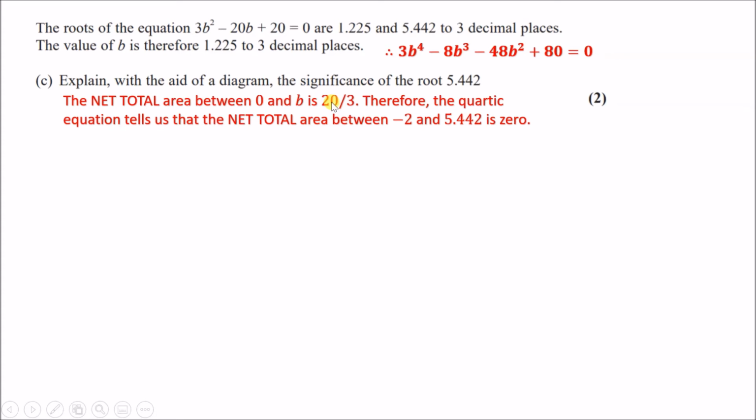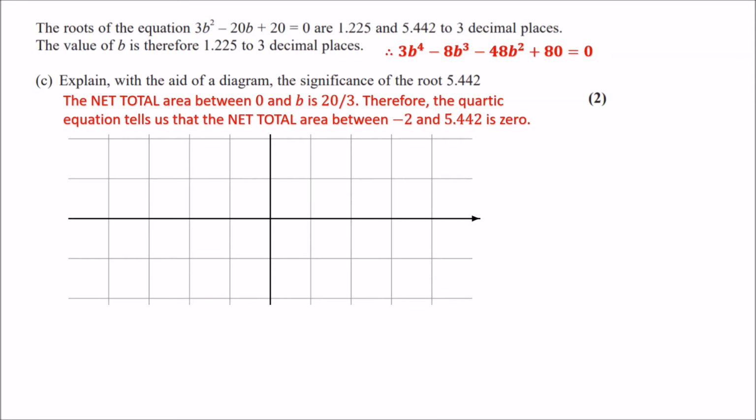Now, because you've got 2 values of b, you actually have 2 net values. From 0 to 1.225, the area is 20 over 3. Also, from 0 to 5.442, the net total area is also 20 over 3. So it's just telling you where it is. So we can say, alright, therefore, the quartic equation tells us the net total area between minus 2, in other words, because remember there's also a b plus 2 in the equation, and the other root is 0.